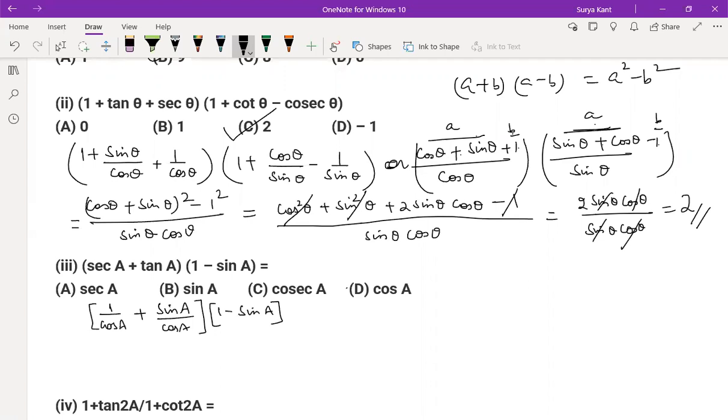Cos A by sin A. Tell me, Javian, tell me. Okay, fine. So we will just change the thing by cos A by sin A, sir.